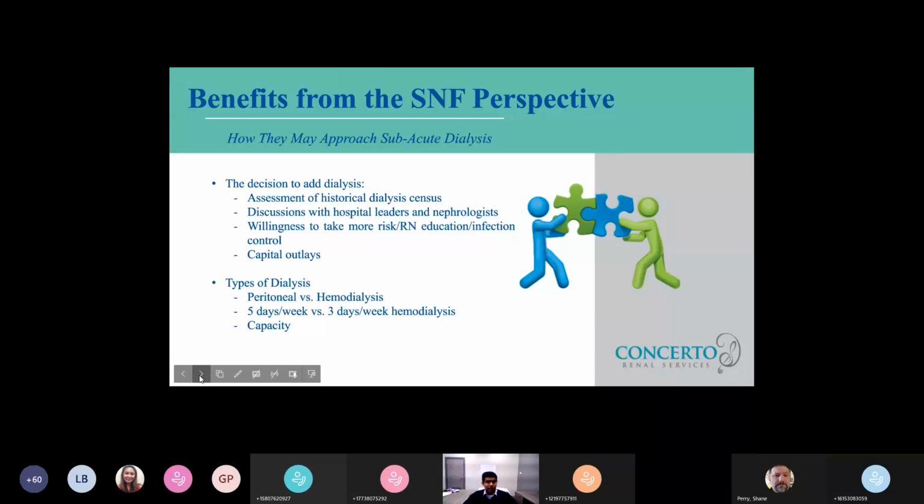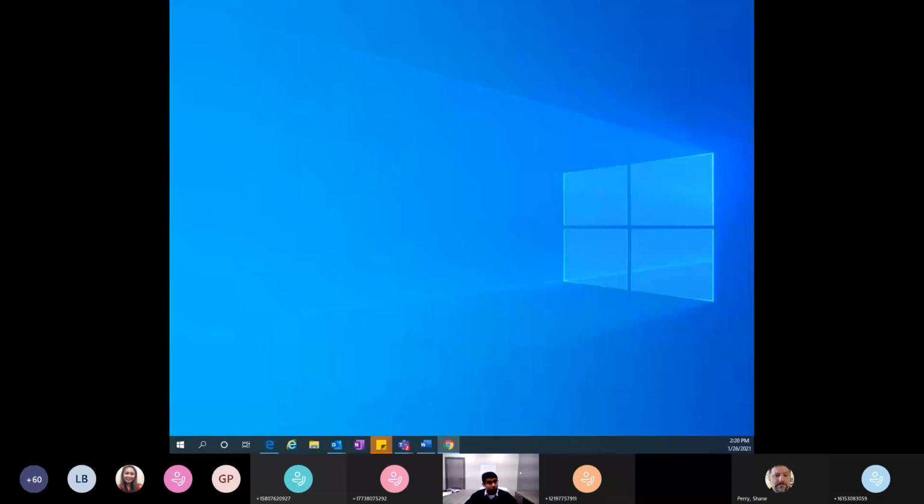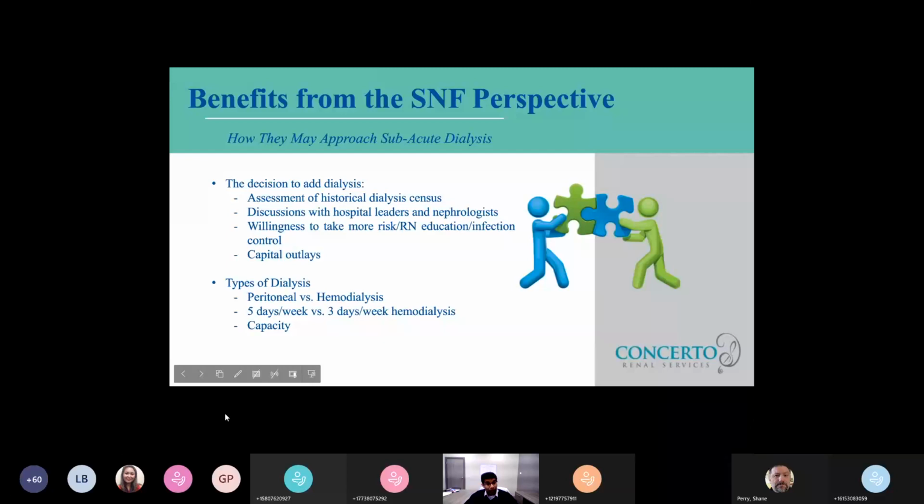Now, I'll explain this with a simple example. If we assume that we decide on doing a dialysis unit with 4 chairs, when we do 5 days a week dialysis with 4 chairs, our maximum capacity with 3 shifts a day would be 12 patients in total. So the capacity is limited at 12. When we do 3 days a week dialysis, the capacity almost doubles. So you could dialyze up to 24 patients with the same 4 chairs.